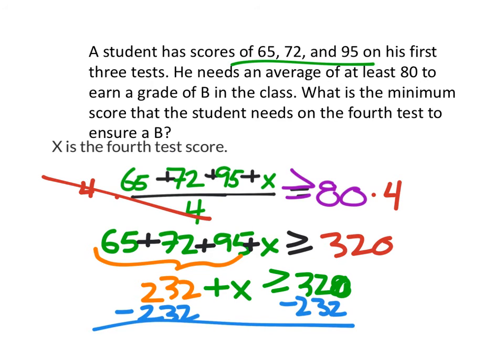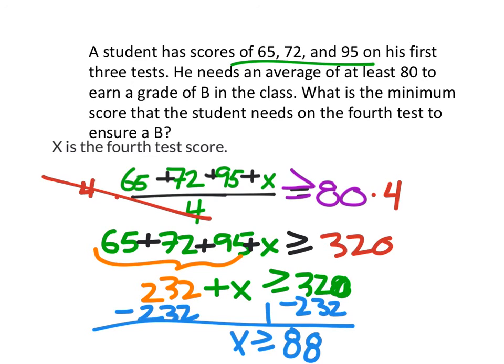Now this student is cutting it close, and you could say, well, logically, would the student make it? It's up to you. Oh, I should do 320 minus 232. Oh, dang it, I did it again. 88. Oh, I thought it was even more than that. So 88, is this student likely to get an 88?